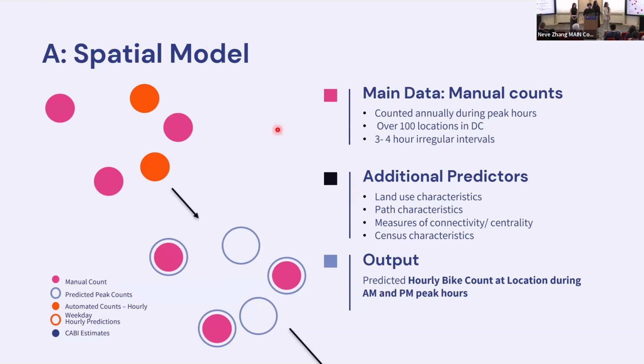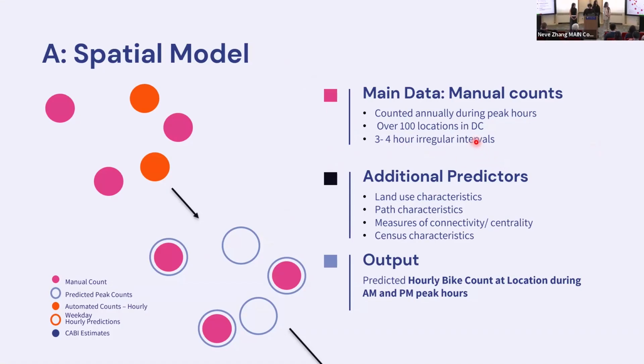So this requires us to predict hourly counts with a two-stage process, where we first utilize the wider spatial coverage of manual counters, colored in pink, to predict peak hour counts. These manual counts are collected in over 100 locations, but suffer from irregularity of intervals and days. Thus, additional predictors such as land use characteristics, path characteristics, measures of connectivity, and census characteristics are included as part of the model to augment its explanatory power. The resultant output, colored in lilac, is the predicted hourly bike count across all segments during peak hours.